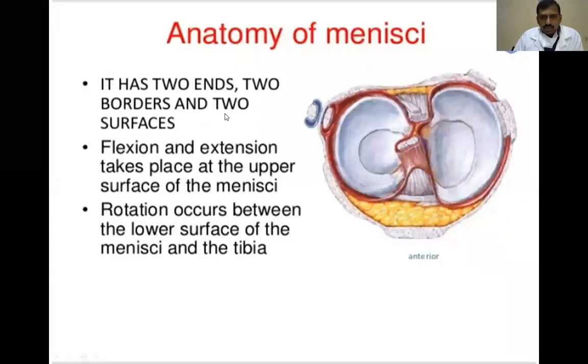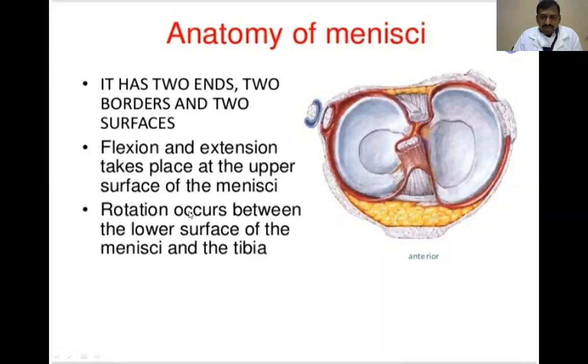Next, there are two menisci. Each has two ends, two borders, and two surfaces: the anterior end and the posterior end; the outer border and the inner border; the superior surface and the inferior surface. Flexion and extension take place at the upper surface of the menisci, and rotation occurs between the lower surface of the menisci and the tibia. That is also very important.